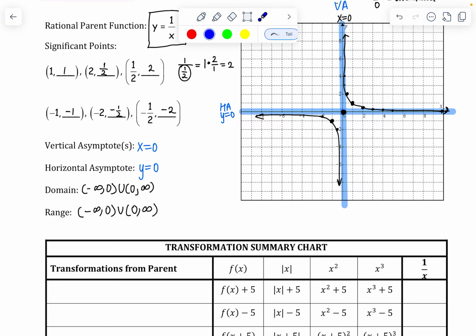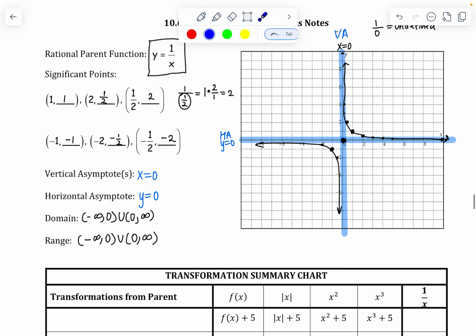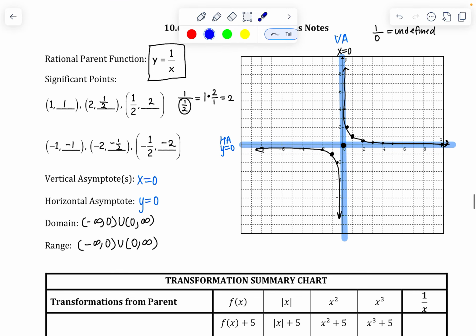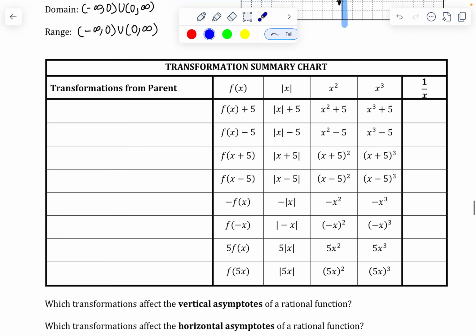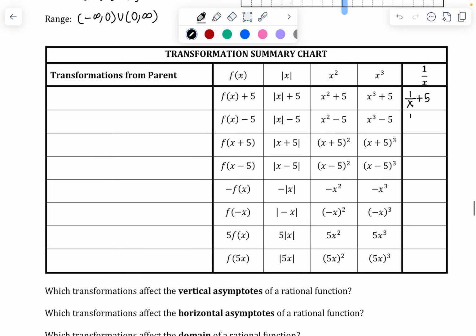Okay, and so as we do transformations, we are going to start moving the points around. We're going to start reflecting them. And so it's going to be important to recognize which transformations you have. Here's what the transformations look like on some of the functions we've visited throughout the year. If we had a +5 outside the function, for absolute value it is outside the bars, for quadratic outside the square, for cubic outside the cube. And so for a rational function, a +5 outside the function would be outside the fraction bar. So it's going to be a big +5. And then similarly, we would have a big -5.